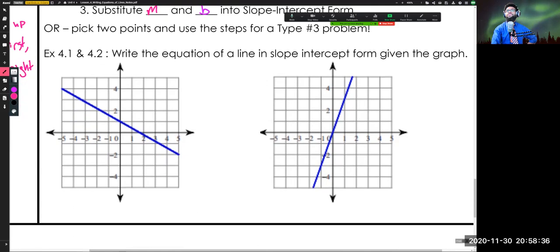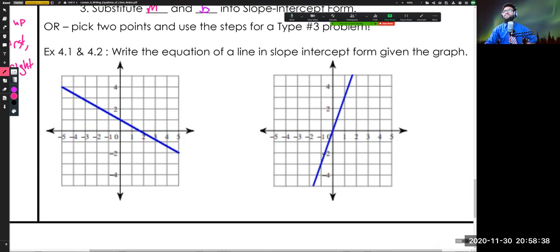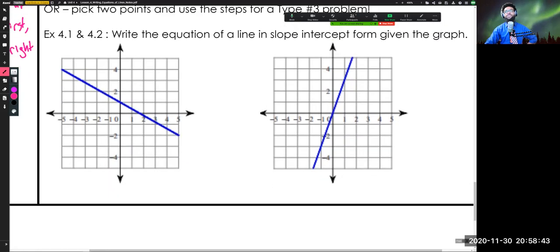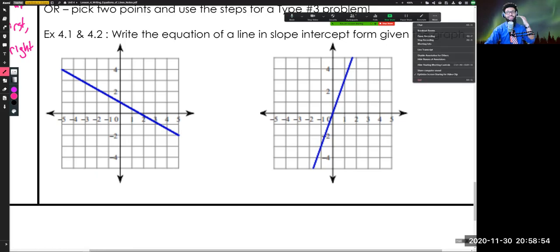All right, examples 4.1 and 4.2, write the equation of a line in slope intercept form given the graph. This one, I'm going to let you all do, okay? I believe that we've learned a good bit of it so far. If you're struggling with it, by all means, please let me know and I will help you. But we have learned these ways just prior, so I want you to exercise that knowledge, okay?